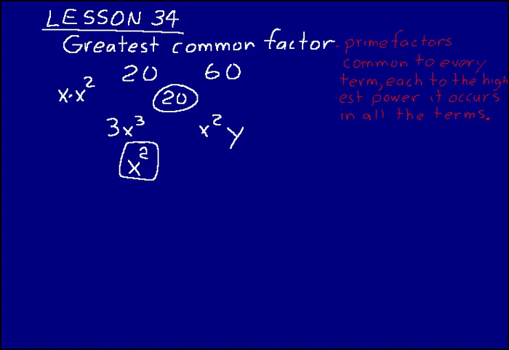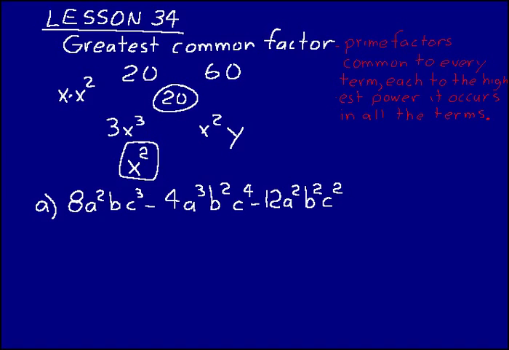So try to remember what I've written there in red. The greatest common factor is the prime factors that are common to every term, each to the highest power that it occurs in all of the terms. It has to occur in all the terms.